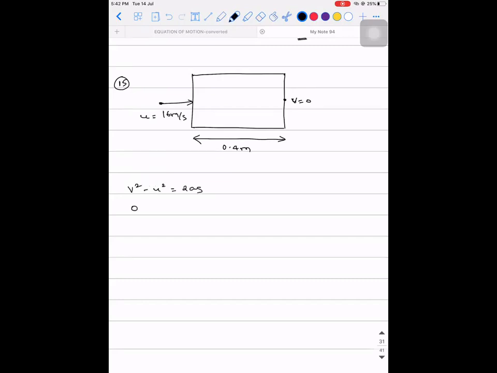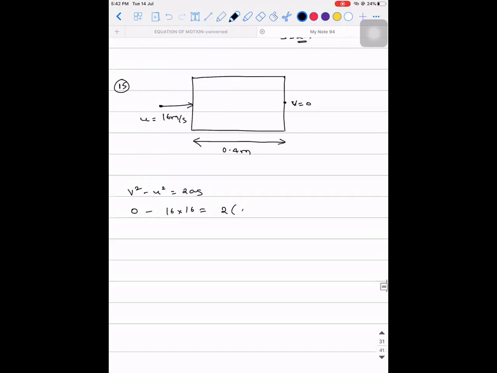So v square is 0, minus u square is 16 square. So 16 into 16 is equal to 2 into acceleration, which is what you need to find, into displacement 0.4. So it will cancel 8 times. So acceleration is equal to minus 16 into 8 divided by 0.4. This will go 20 times. So it is minus 320 meter per second square. This is what you guys got? Yes, sir, 320 meter per second square.